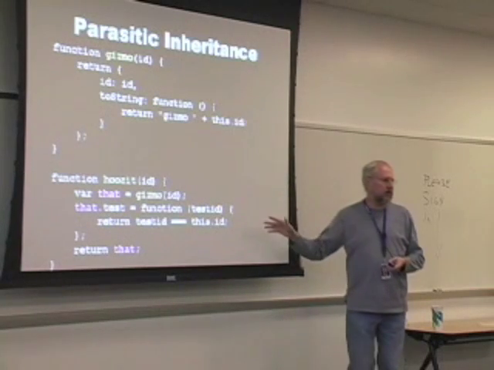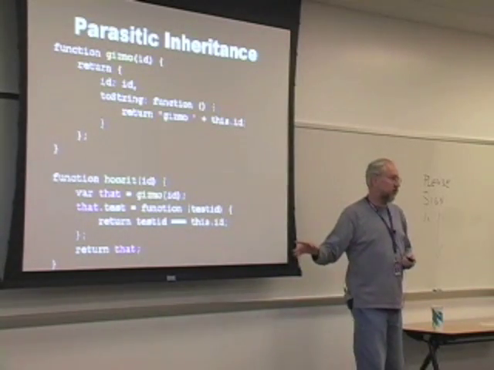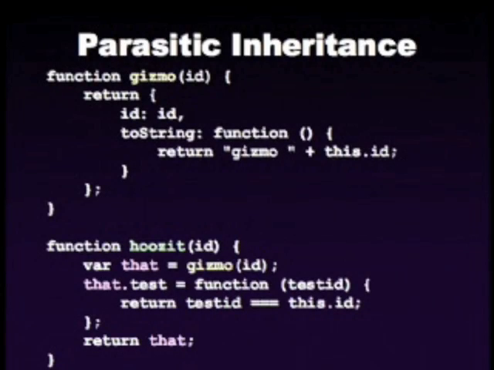Now, I was telling you that one of the benefits of the parasitic inheritance pattern is that we can have private variables and private methods. In this case, I don't have any privacy going on. The ID is a public variable in the object. So I want to make good on the promise that we can make it private.